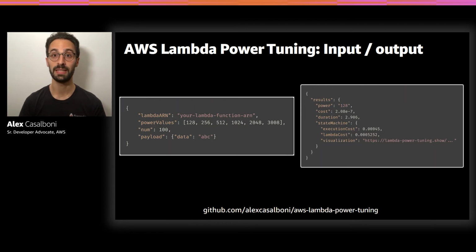What can you expect in the output? In the results, you get the optimal power and the optimal cost and average duration corresponding to that power. But then you also get some metadata about the state machine execution itself. So how much did you pay for Step Functions? How much did you pay for Lambda? And also, most importantly, you get a URL where you can visualize the results.